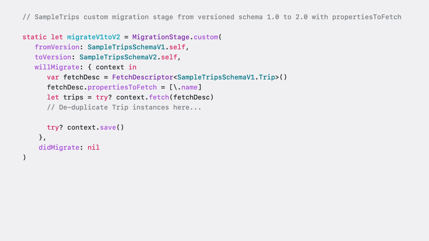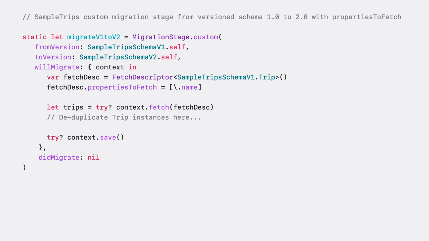Additionally, if we know we may traverse a particular relationship, in this case I know that I will reassign a living accommodation if I find a duplicate, we can do the same enhancement by utilizing relationships to prefetch. Let's add the living accommodations relationship here. Now that we've adopted prefetch properties, we can also update the existing widget code we have in sample trips to be a bit more performant.